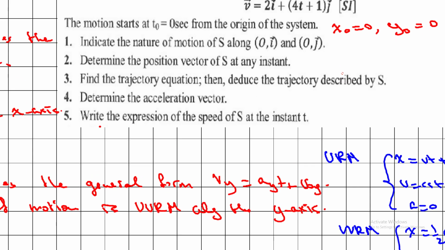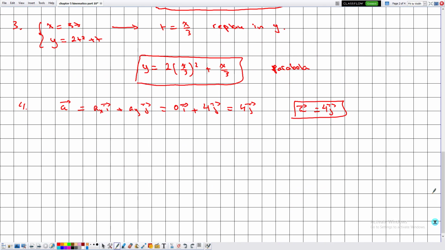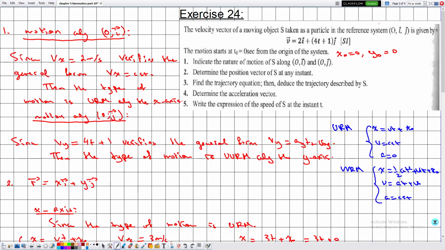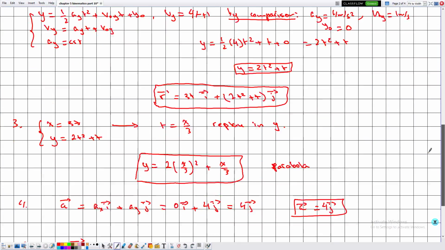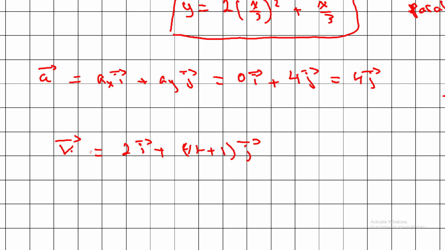Now in part 5 they are telling me write the expression of the speed of s at the instant t, and notice that the speed is the magnitude of the velocity. We have already determined the velocity, or we have the velocity at any instant, which is given by this. So 2i plus 4t plus 1j. Then this is a vector quantity having 4 properties: point of application, line of action, direction, and the magnitude. The magnitude of any vector, we drop down the vector and we take the square root of the sum of the components raised to the power 2.